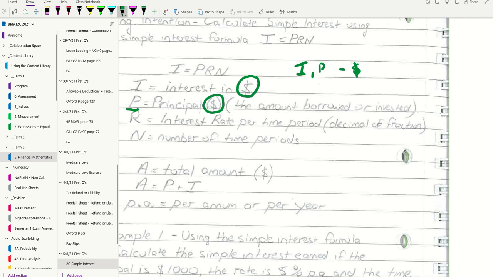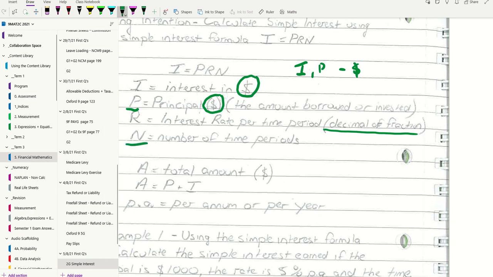Now R is the interest rate per time period. Here it says decimal or fraction. That's the form we need to get it to before we insert it into the formula. It's nearly always going to be given to us as a percentage, and then we will use our skills to convert the percentage to a decimal or a fraction before we put it into the equation.